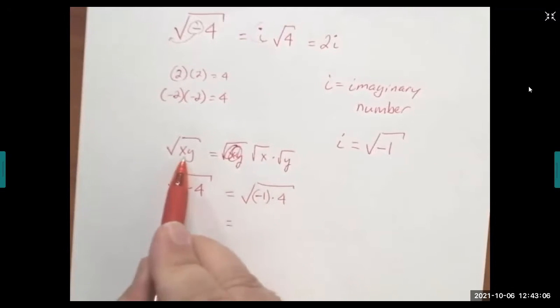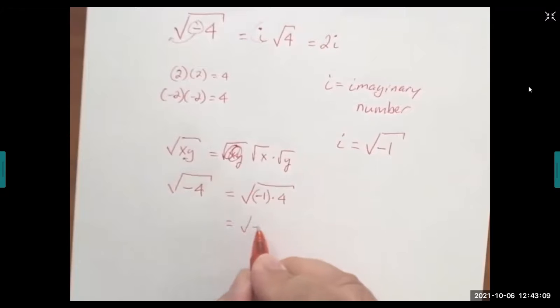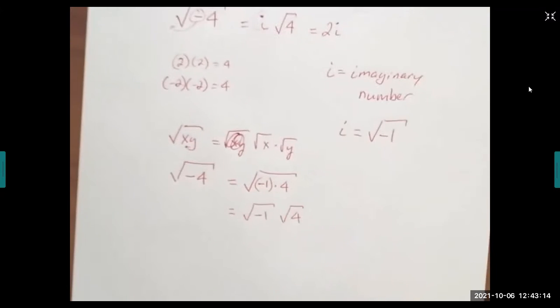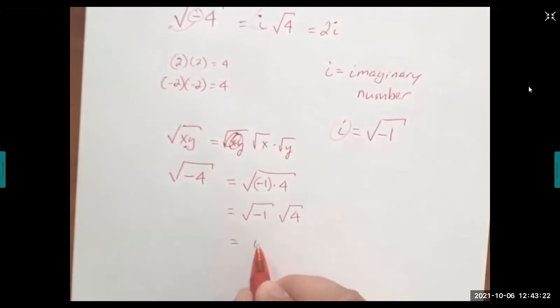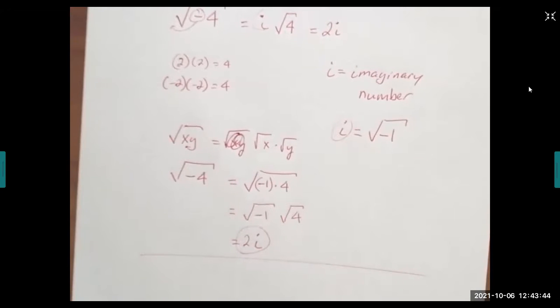Because they're a product, I can split them up. Square root of negative 1 times the square root of 4. Square root of negative 1 is i. Square root of 4 is 2. So the answer is 2i. That's how we're going to solve imaginary negative radical terms. So far, so good?